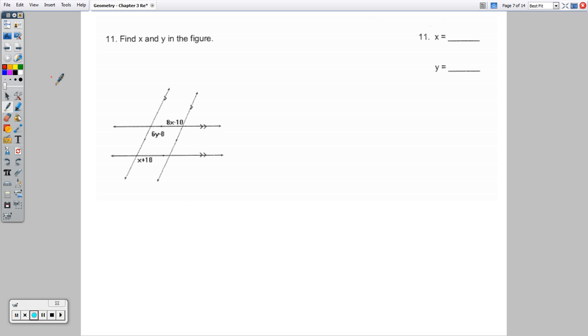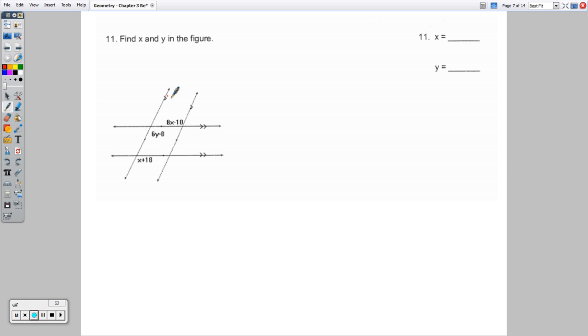Number 11, I'm trying to find x and y in the figure. It's a little hard to read on my copy here. It looks like that is 8x minus 10. Looks like that's 6y minus 8 and x plus 18. So let's figure that out from here.